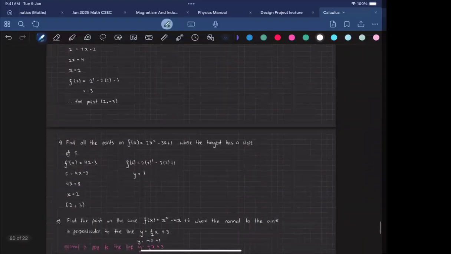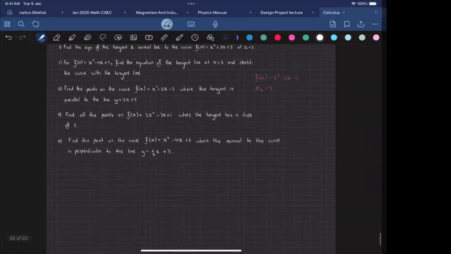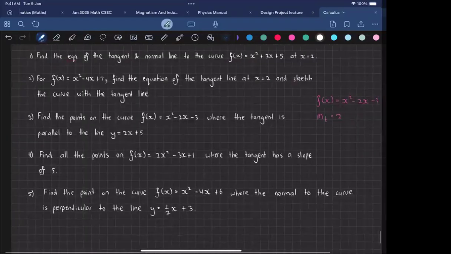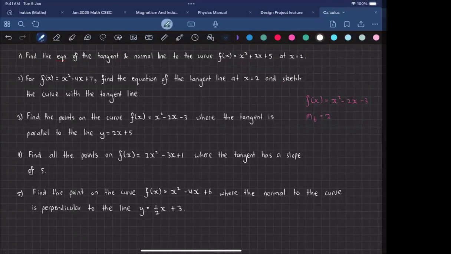2 minus 3. Excellent. I'll send you working on the chats. Well, you said send you working for 1, 2, and 3, because your working for all questions was good so far. Okay. Well, you sent one already. So you think question 4 is similar to question 3?